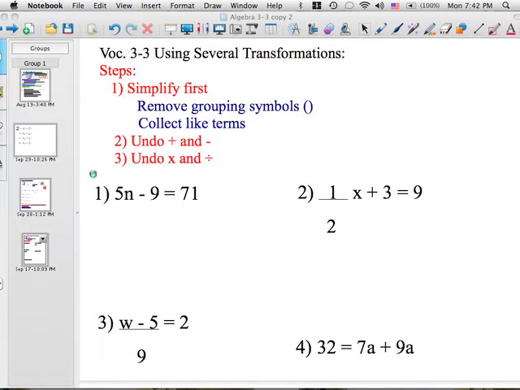We are on chapter 3, section 3, where we're going to use several transformations to solve equations. The rule is always to simplify your left and your right sides before you begin any transforming of your numbers. So we always simplify first, remove your grouping symbols, collect like terms, and then undo addition, subtraction, and last undo multiplication, division. This is actually the opposite of the order of operations.